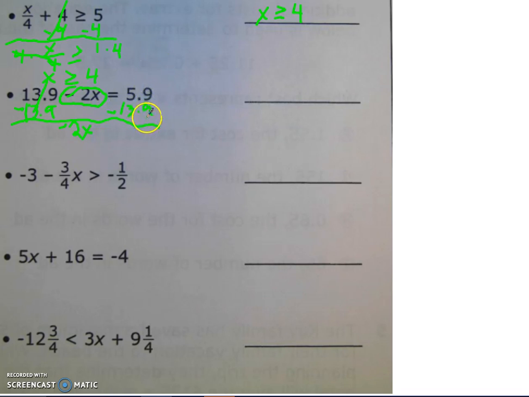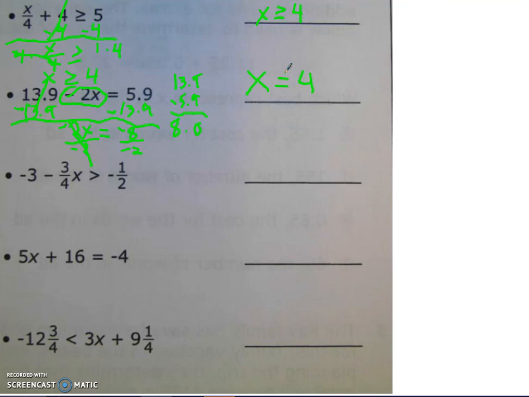5.9 and minus 13.9 are different signs, so subtract. So I'm going to do 13.9 minus 5.9. When I subtract, 9 minus 9 is 0. 13 minus 5 is 8. And that's going to keep the higher absolute value, so it is negative 8. Then I'm going to divide both sides by negative 2. This is going to cancel out. We have x equals positive 4.